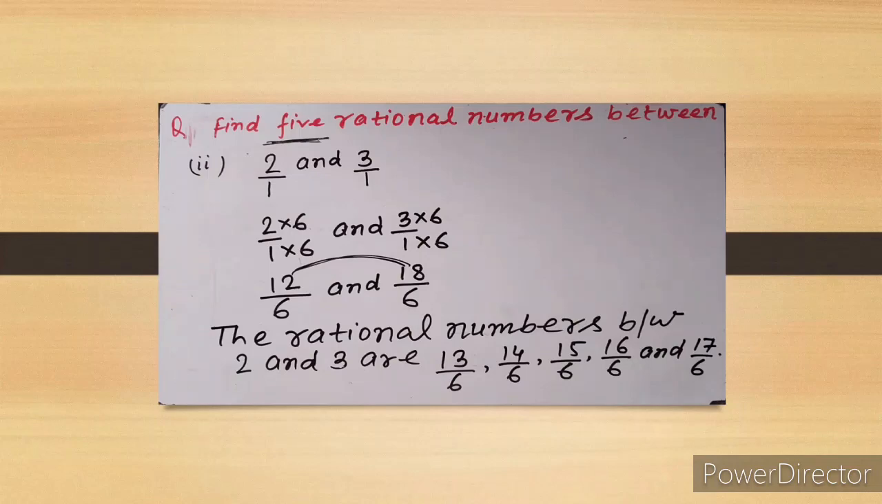Now students, till over here we have seen the positive rational numbers, a type of question in which denominators are not equal, and one question we have seen when denominators are equal. Now I am going to take an example of when one rational number is negative and one is positive. So see the other question.